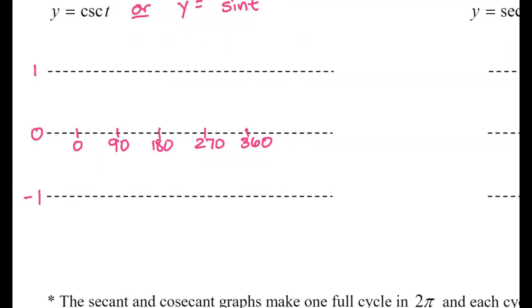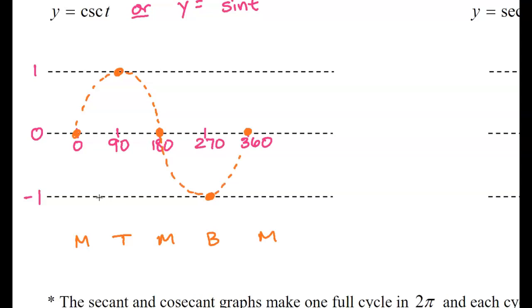And then we remembered that sine makes the pattern middle, top, middle, bottom, middle. So I'm going to graph that: middle, top, middle, bottom, middle. And in between my points, instead of drawing a solid line for this sine graph, I'm going to put a dotted line just so that I know that this isn't the actual graph I'm trying to complete here. This is just a reference line so that I can graph my cosecant. So again, the orange dotted line is my sine of t line.